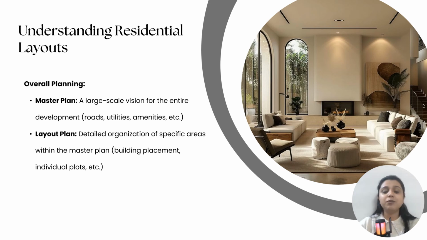Then comes the second plan, which is the layout plan. This is the detailed organization of specific areas within the master plans, building placement, individual plots, etc. So this means where is your plot located in the complete master plan. And the plans that we do as interior designers, those are the furniture layout plans that we do for just our own apartment or the residential plot.